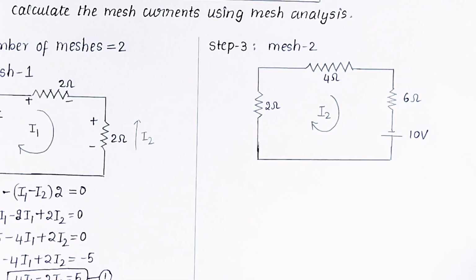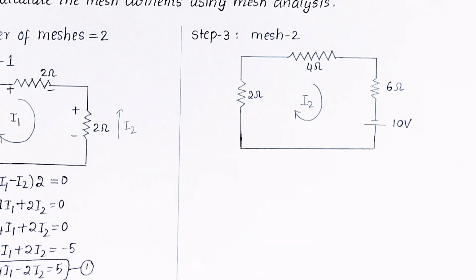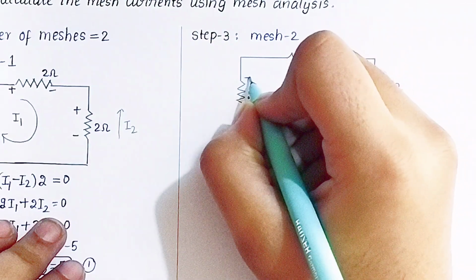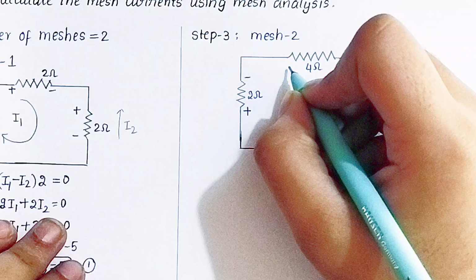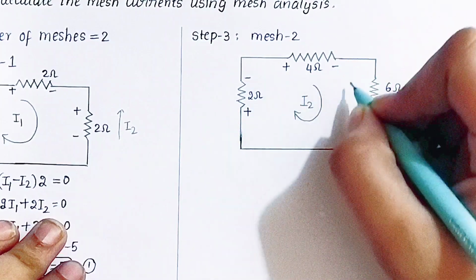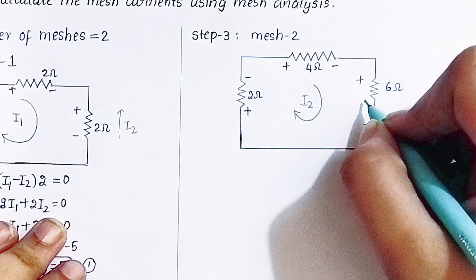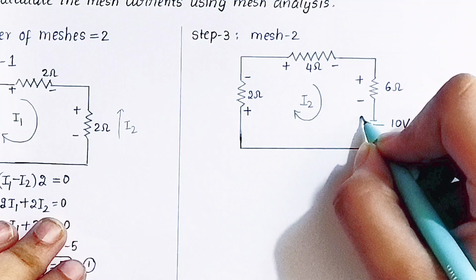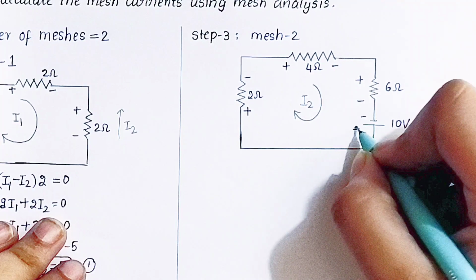So we have to redraw it in mesh 2 separately. So we have separately drawn mesh 1 and mesh 2. So you can see the mesh 2 currents. I'm assigning the values like this. So this is the way you have to write the symbols for the meshes. And then the same procedure as we have done in mesh 1.